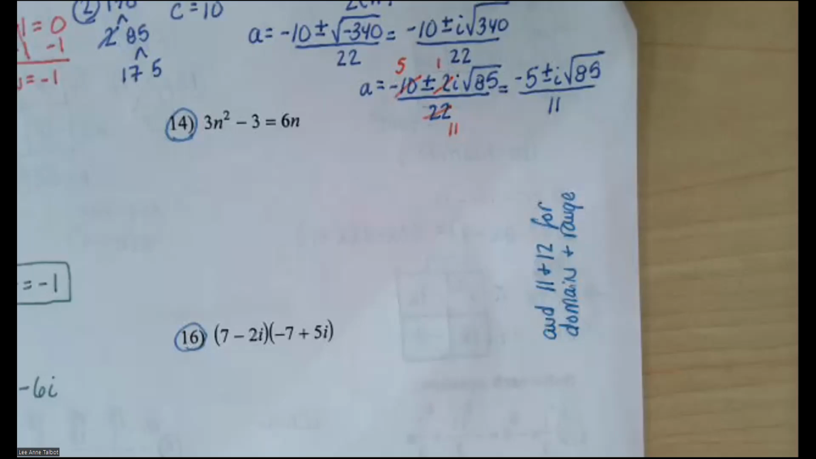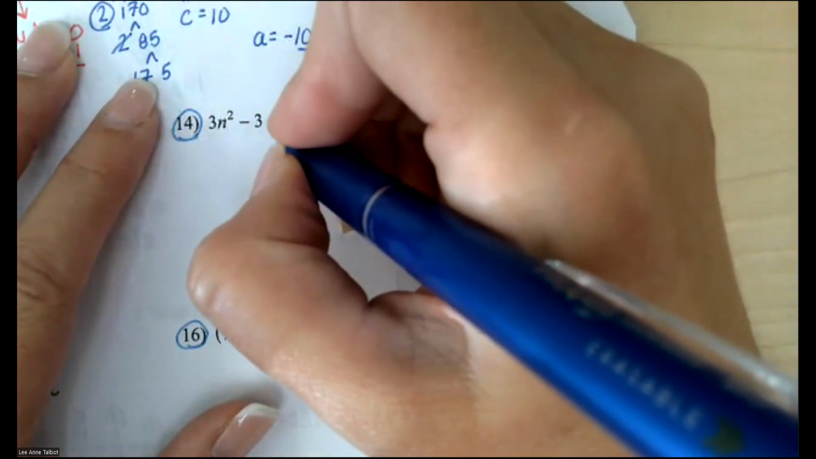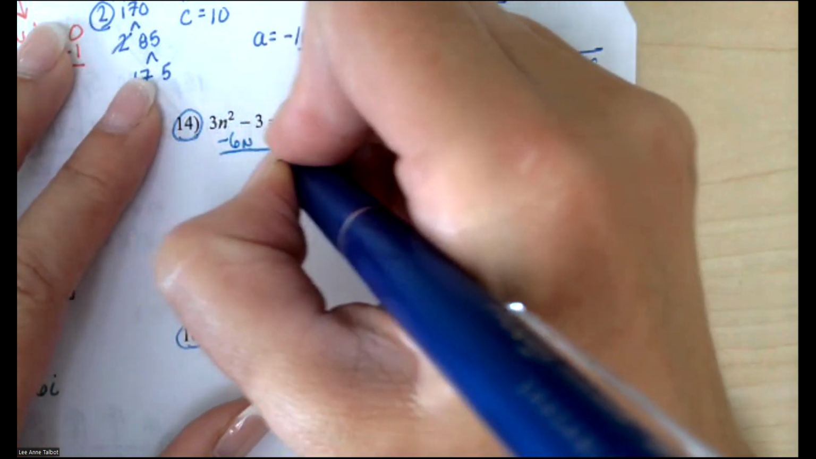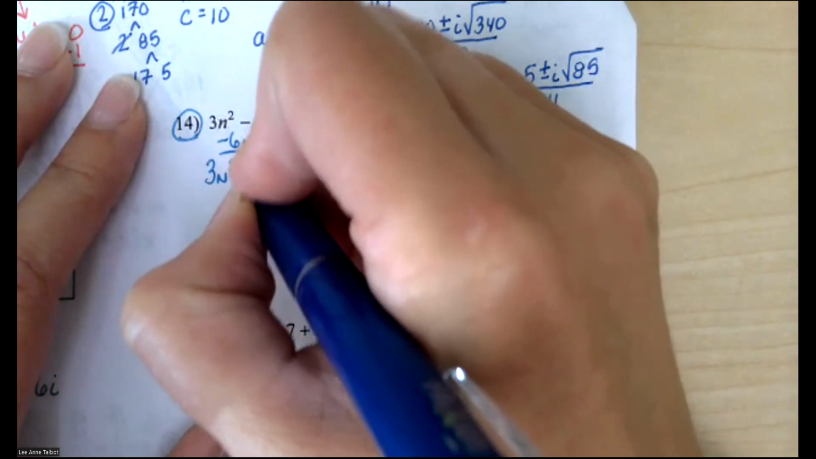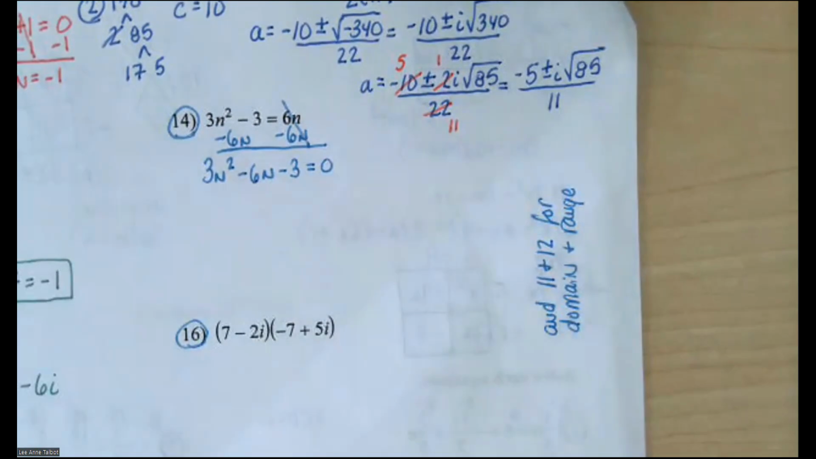Okay, so number 14. Let's see. Minus 6n first. I have to get it all equal to 0. 3n squared minus 6n minus 3 equals 0.